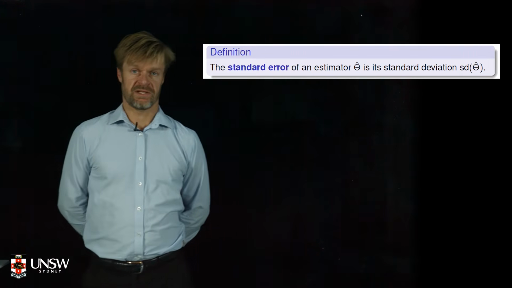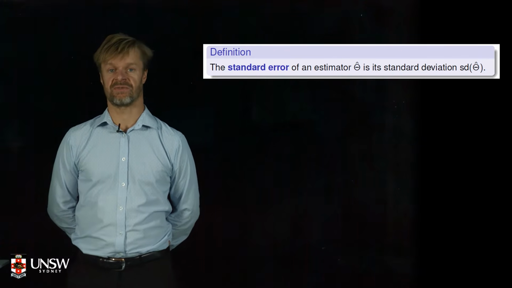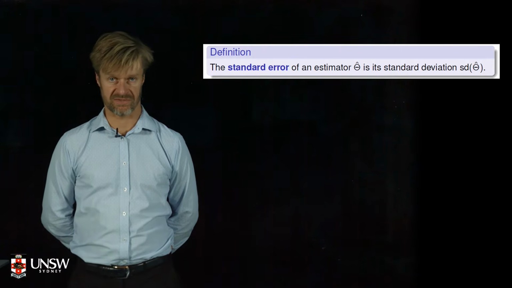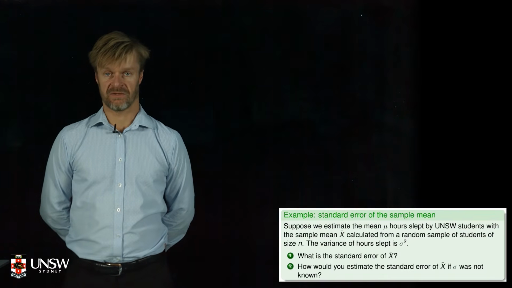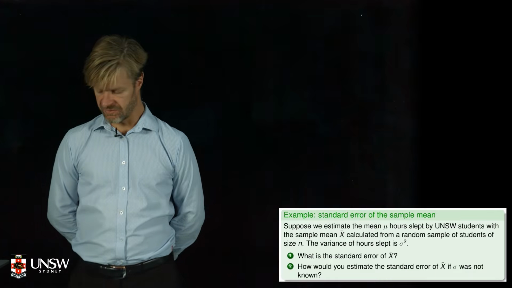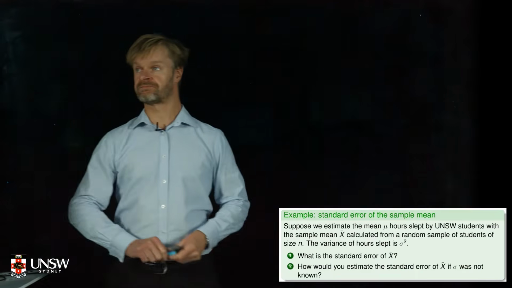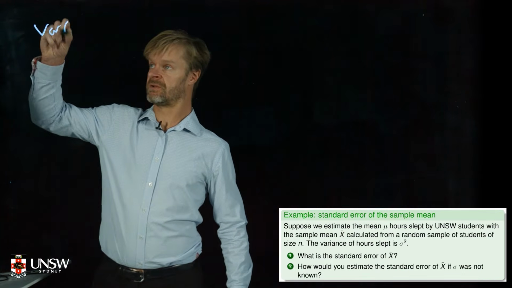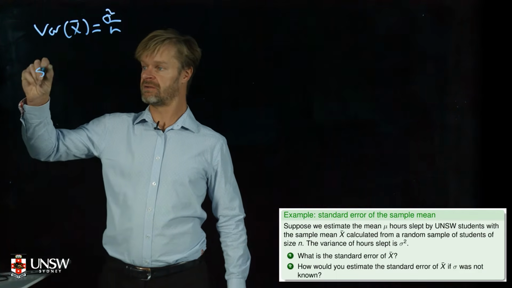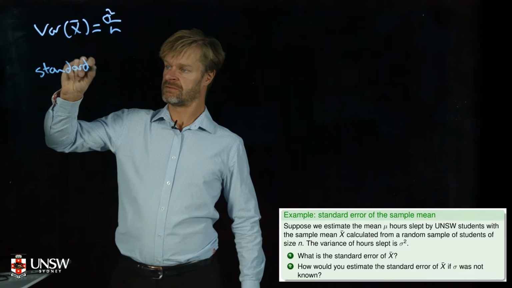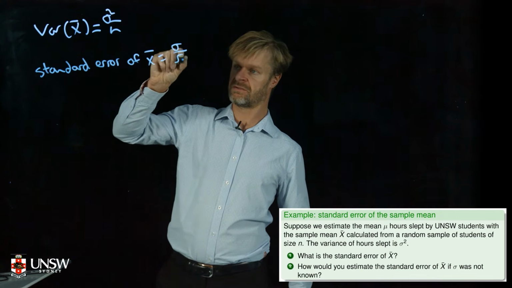So there's one last thing I'd like to tell you while we're going through definitions and properties of estimators, and that's about what we call, there's a special word for the standard deviation of an estimator. We call it the standard error. So the standard error of X bar, for example, is sigma on root n. We worked that out before. Because the variance of X bar is equal to sigma squared on n, the standard error of X bar is sigma on root n.